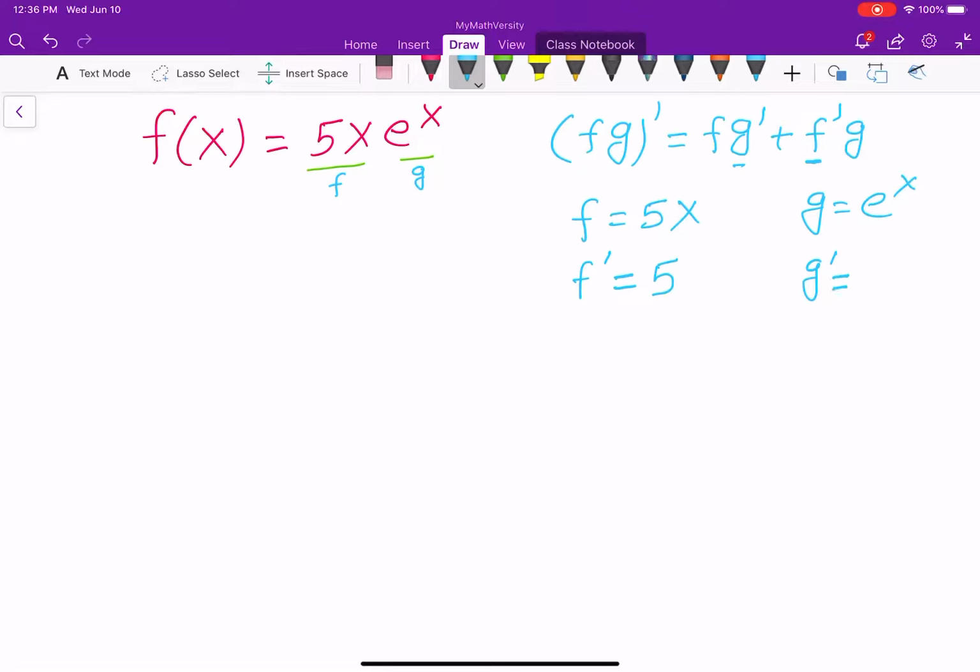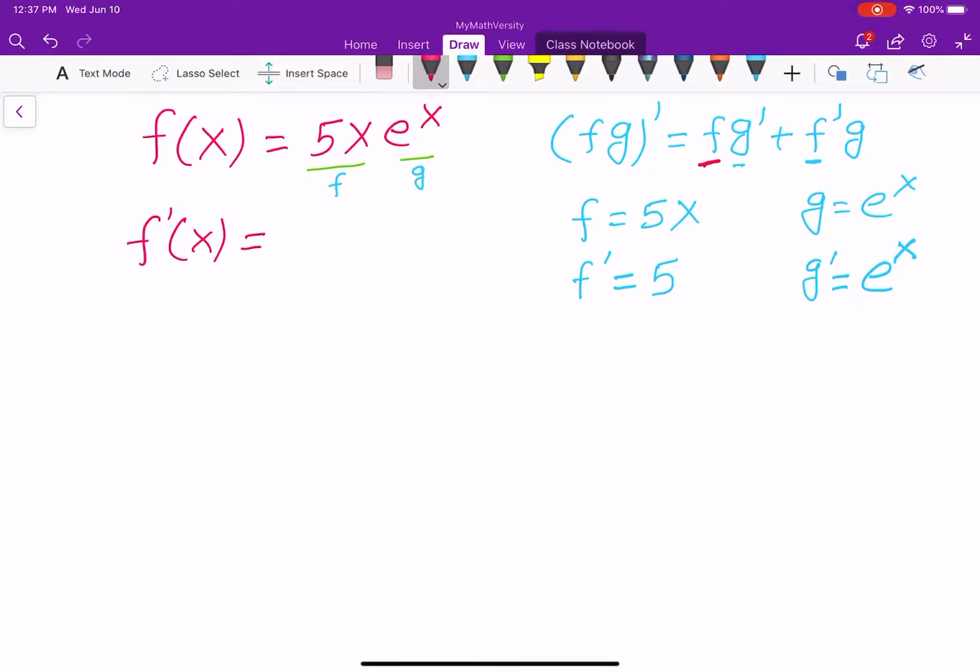Let's find g prime. And what is the derivative of e to the power x? Derivative of e to the power x is e to the power x. So we have f prime, g prime, right? So now if that is the case, we can find the derivative of the given function. So how do we do that?